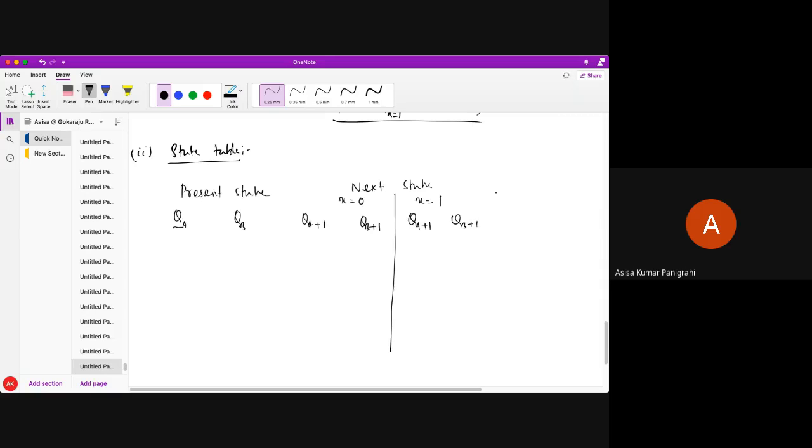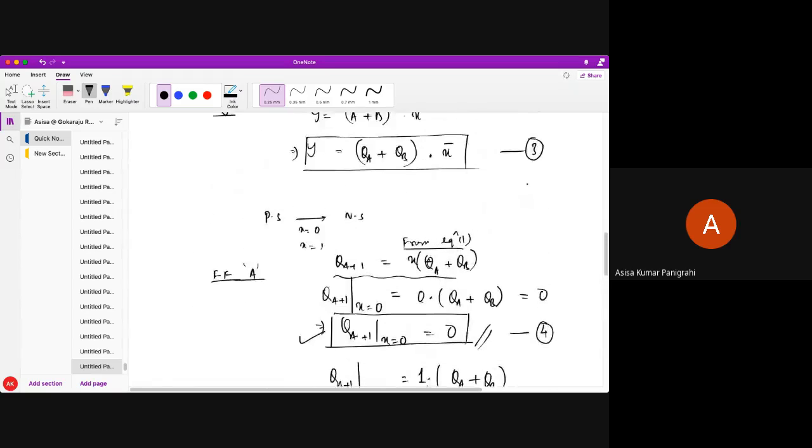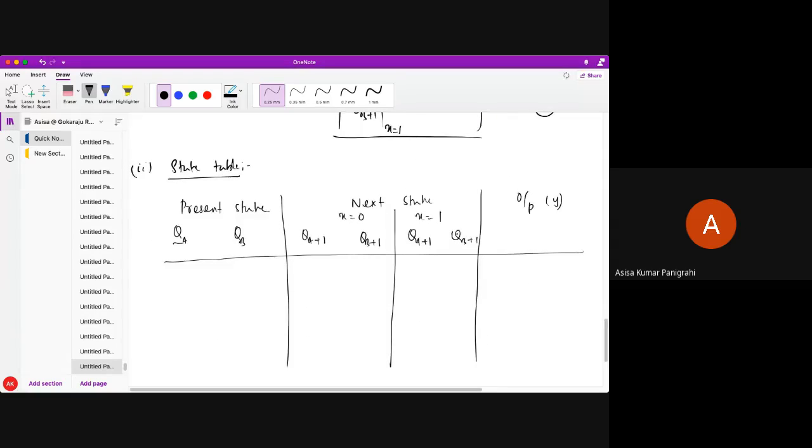QB plus 1 for x equal to 1. Are you understanding? Very simple. So next, output. Output is my y. Here output is y. So what is output? For x equal to 0, I have a different output, because output y is depending upon my x. Okay, obviously, output is what actually?